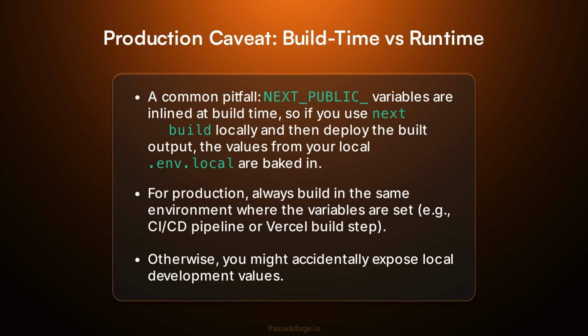NEXT_PUBLIC is for values that are intentionally public, like Google Analytics IDs or public API base URLs. Never use it for secrets. If you're unsure, assume no. Add pre-commit hooks and CI checks to catch accidental exposures. Here's a decision guide for what belongs in NEXT_PUBLIC. Safe values include public IDs and URLs. Never put API keys, database URLs, or any value with monetary cost. The pre-commit hook shown blocks commits with suspicious NEXT_PUBLIC variables.